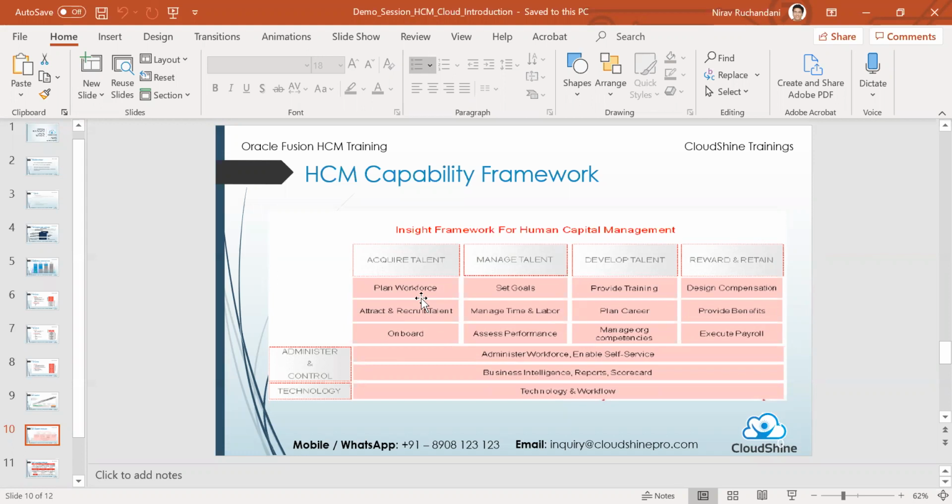work streams. And then you see below that these four processes are split, in the sense that you have your self-service, you have your BI reports, etc., underlying as a horizontal work stream which resides in each of these processes, be it acquiring talent, managing talent, developing talent, or retaining the talent itself.